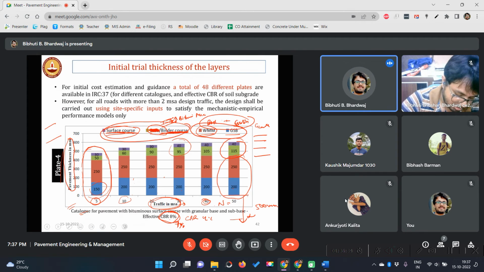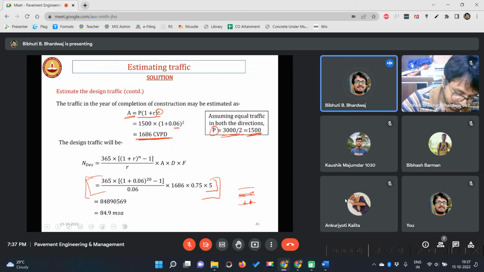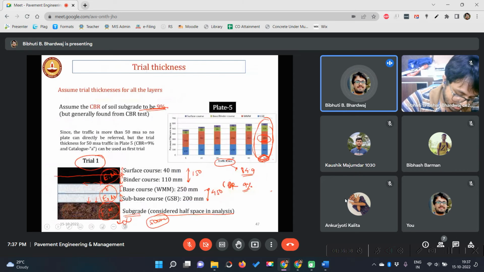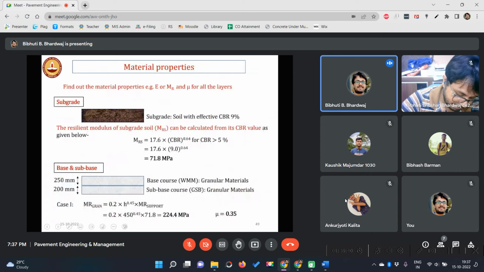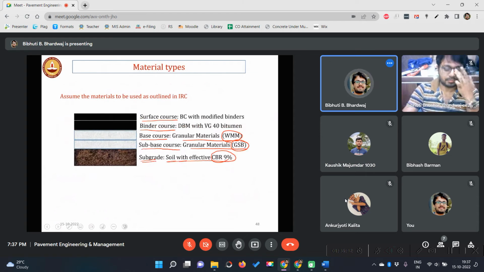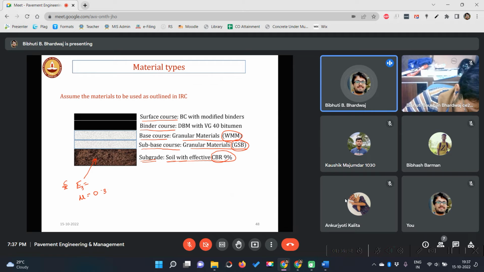Now, I want you to calculate for all the layers. First, you tell me for the subgrade. That is E3. Mu is 0.35, you already know. That is the subgrade, E3 or MR.